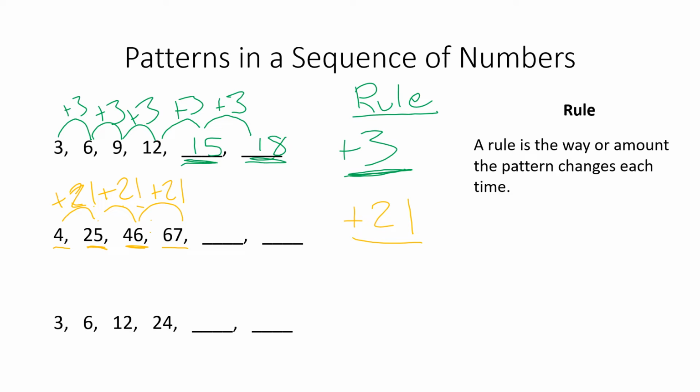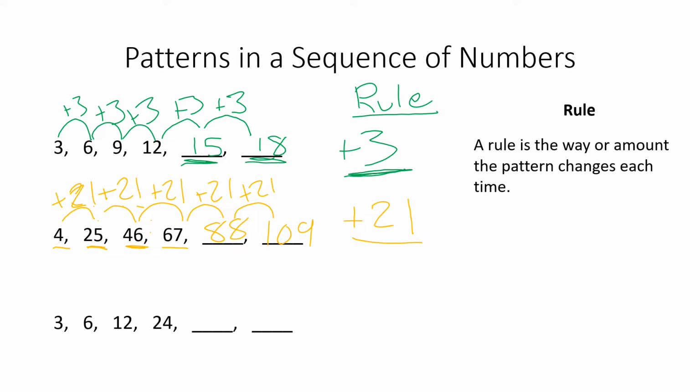Now to find my missing numbers, I'm just going to continue the pattern by saying plus 21 to 67. 67 plus 21 equals 88. Okay, and then plus another 21. 88 plus 21 would equal 109.